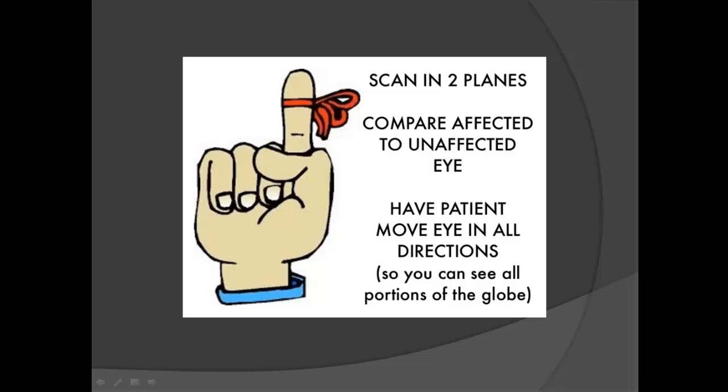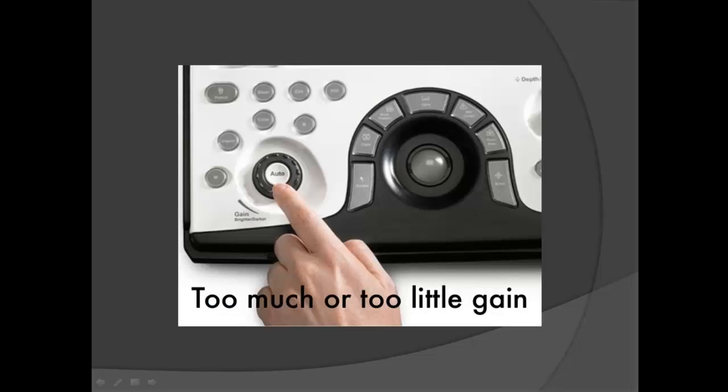Also, you want to make sure you scan in 2 planes, that sagittal plane and the transverse plane. It'll really allow you to get a nice overall picture of what's going on with the entirety of the eye. And compare it to the unaffected eye as well. If you think there may be some pathology going on in the eye that the patient has complaints about, always compare to a normal eye, or the patient's other eye that he or she is not complaining about. And have them move in all directions, as I said before, so you can see all portions.